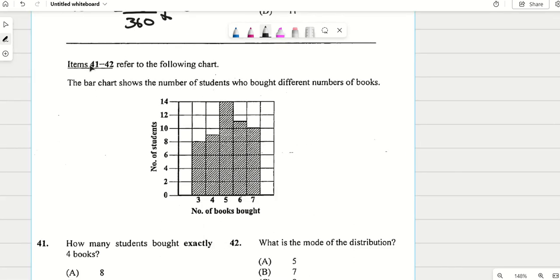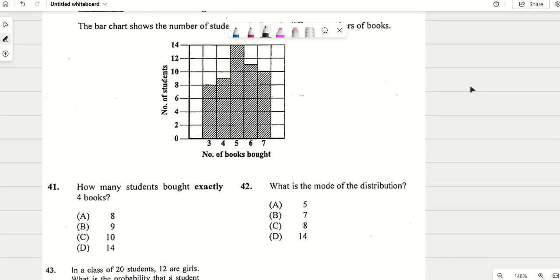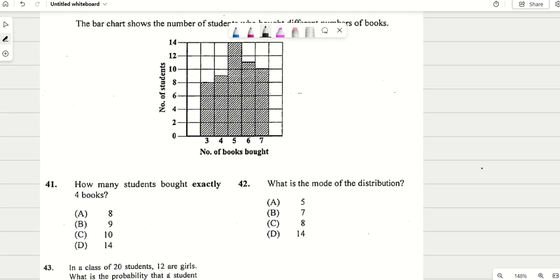Right, number 41 and 42 is together. The bar chart shows the number of students who bought different number of books. How many students bought exactly 4 books? So we are looking for 4 books. This would be between 8 and 10, right? It would not be 8. It would not be 10. It would not be anything more than 10. So the answer is 9.